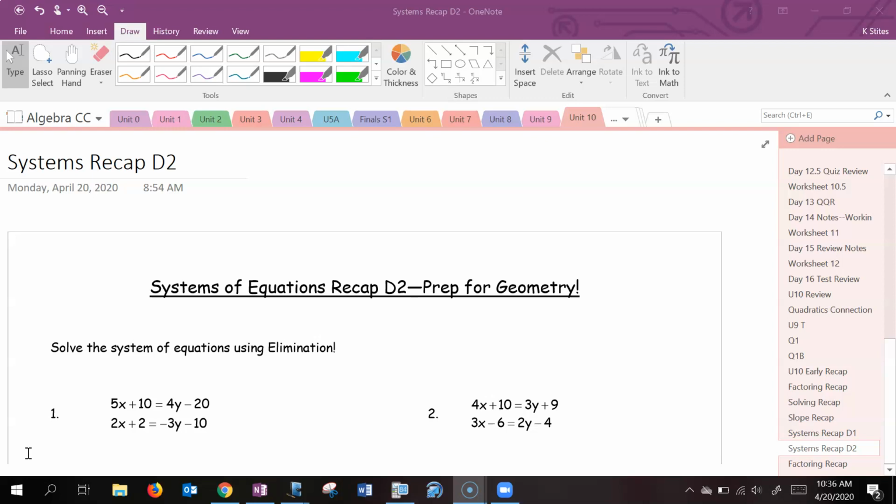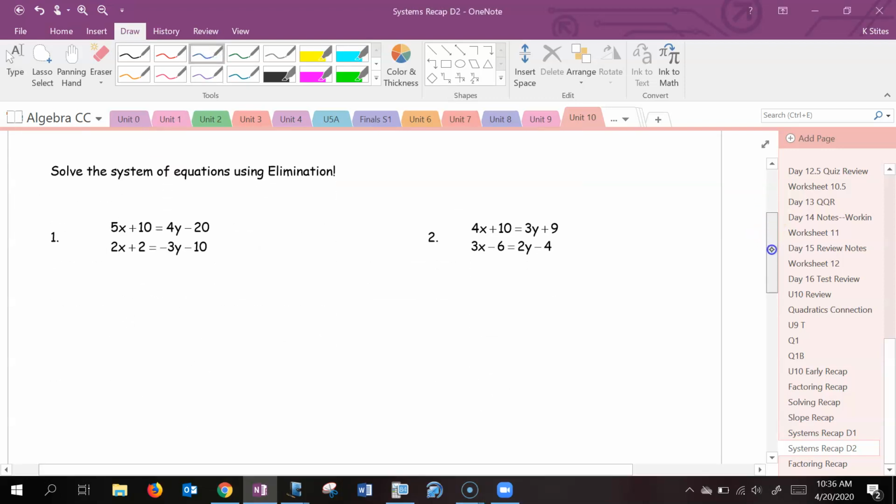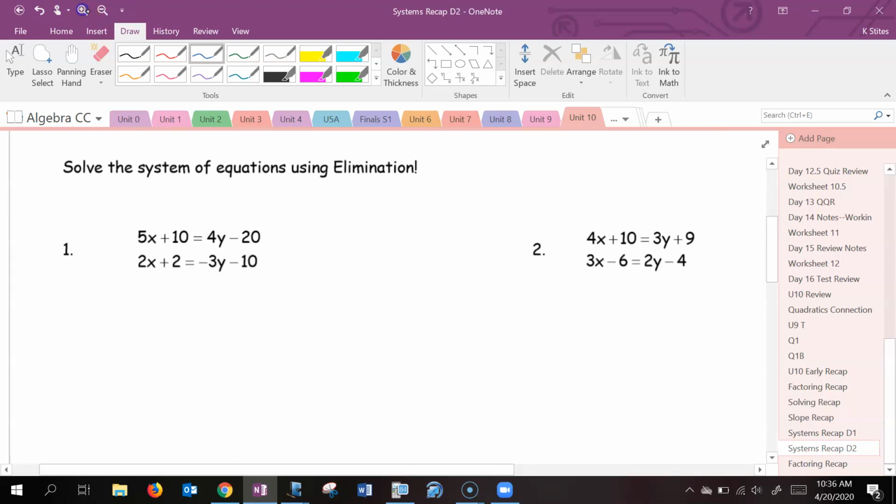However, most of the time when you solve a system in geometry, your equations are not already in standard form. So we're only going to do these two problems today, but you're going to notice that we're going to have to move a bunch of things around in our equation first.